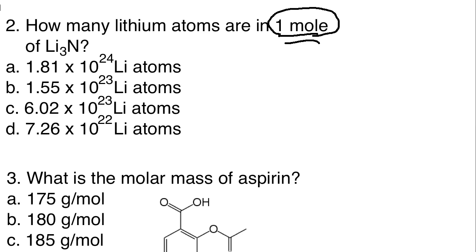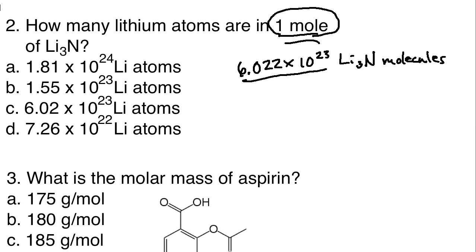1 mole is exactly 6.022 times 10 to the 23rd Li3N molecules. That's all you need to know there, because I made this exactly 1 mole. So 1 mole is exactly 6.022 times 10 to the 23rd molecules. You don't need the periodic table for this. So then all it says is how many lithium atoms are in 1 mole of this. Well, if there's 3 lithiums per molecule, and there's this many molecules, I need to take this number times 3. So I'm going to take Avogadro's number times 3. That's all you had to do for this problem.